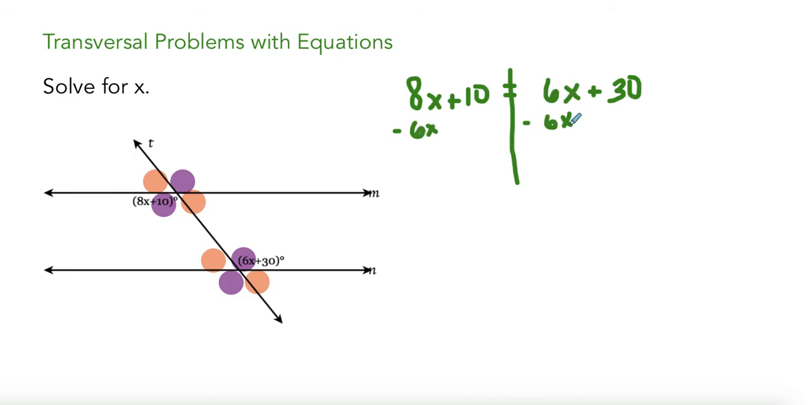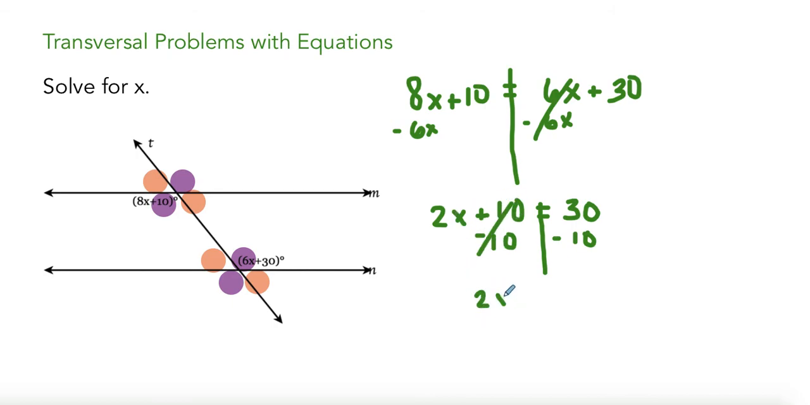6x minus 6x cancels out to be 0, and I'm left with 8x minus 6x, which is 2x, plus 10 equals 30. Let's use inverse operations to isolate x by itself. I'm going to subtract 10 on both sides of my equation on my equal sign. 10 minus 10 cancels out to be 0. I'm left with 2x. 30 minus 10 equals 20.